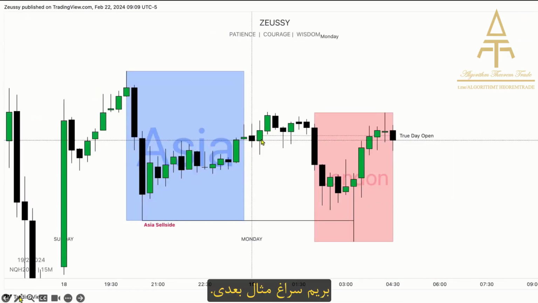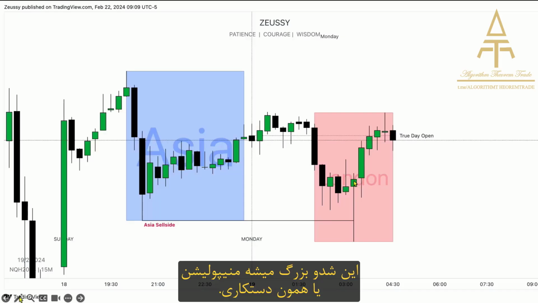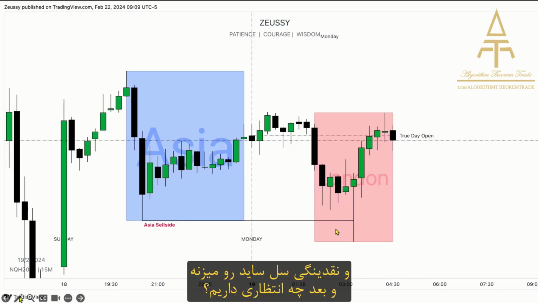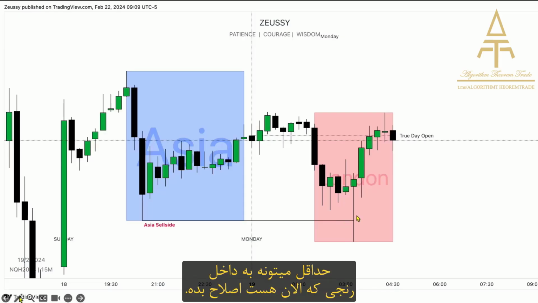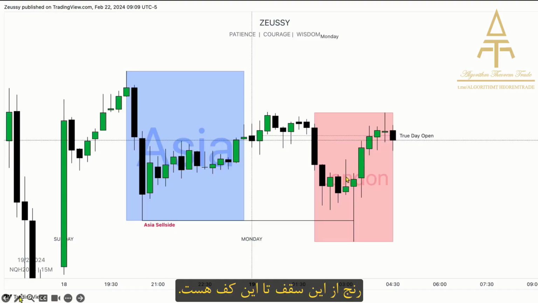Let's now take a look at the second example. Here we can see the Asia range annotated again, or plotted in blue. What we can see is that the Asia sell side got taken right here by this long wick, this manipulation, this purchase of sell side liquidity. So what can we anticipate now? We can anticipate the market to at least retrace into the range that is currently present. So the range being from this high to this low.